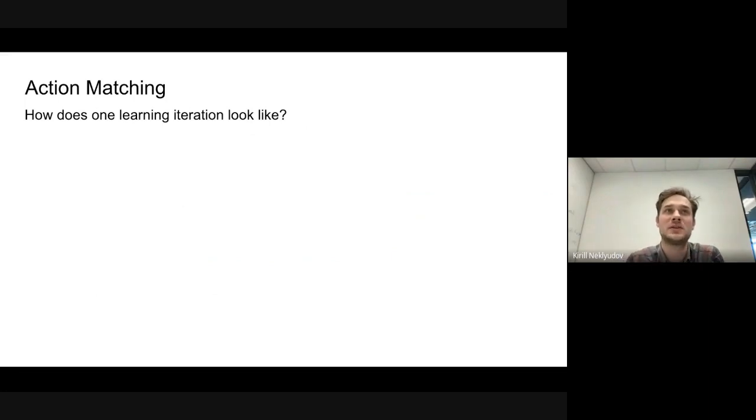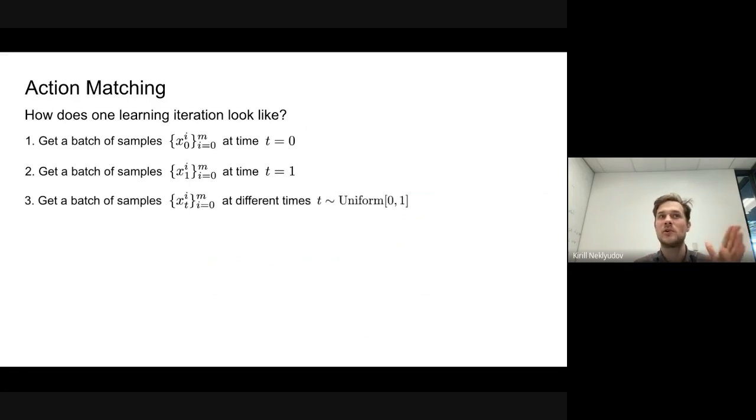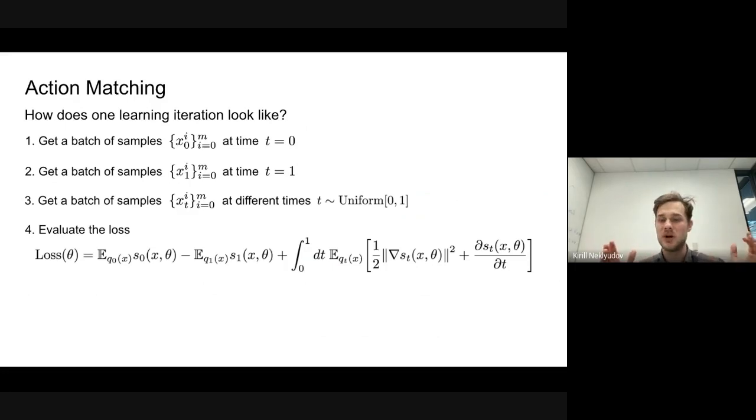So how does one learning iteration look like? Just to be clear, once we have this histogram, what it really means is that we assume we are given samples, as we discussed on the very first slide. We have a black box that we can query with time, and it will yield a batch of samples, uncorrelated, independently distributed, just from this marginal. So we query it at time t equals 0 and we get a batch. We query it at time t equals 1 and we get a batch. We sample times uniformly, query with these times, and we get a batch. And then we put all these batches into this loss.